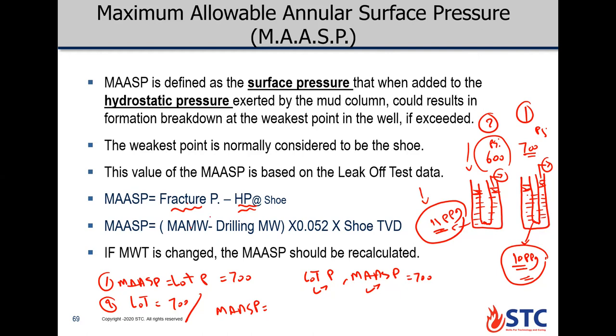So once the hydrostatic pressure increased, we have fracture pressure as a constant value, so MASP will decrease, and vice versa. If hydrostatic pressure is decreased, I mean we decrease the mud weight, so MASP will increase to compensate for this reduction. So if mud weight is changed, the MASP should be recalculated. But leak-off test pressure is a constant value over time, till we make another leak-off test for another formation. Okay, guys? Clear?